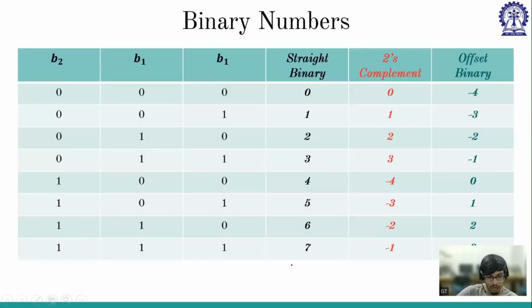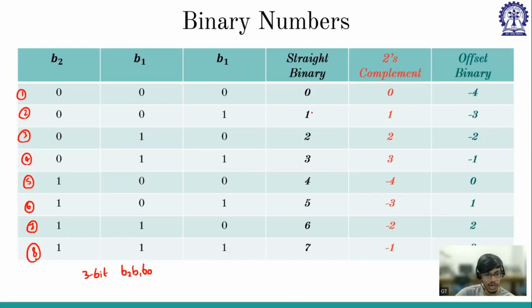Now coming to this. I have considered a 3-bit number, B2, B1, B0. So there are 8 such possibilities: 1, 2, 3, 4, 5, 6, 7, 8. You must know that if it is 000, in straight binary it is 0, and it goes 1, 2, 3, 4, 5, 6, 7. The maximum is when all bits are 1: 2 squared, 4, plus 2 to the power 1, 6, plus 2 to the power 0, 7. So the maximum value is 7.